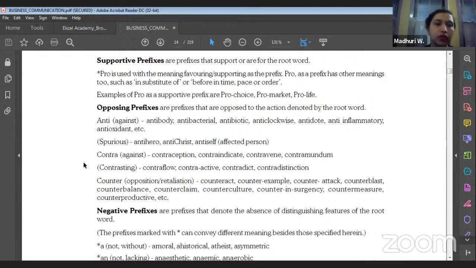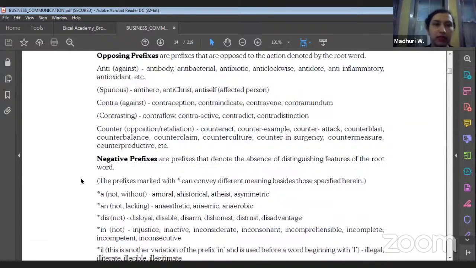For example, the word contra. Contra means against. Like contraception, contraindicate, contravene. Right? You can also have contrasting, like contraflow, contradict, contradistinction. Right? So for prefixes and suffixes, it would be best to go through this list and try to analyze each word. Okay? So this will also help you improve your vocabulary.